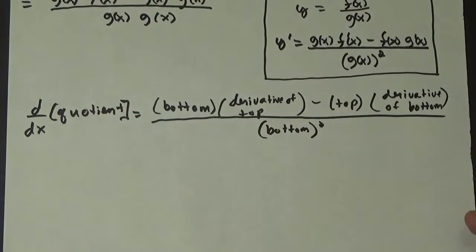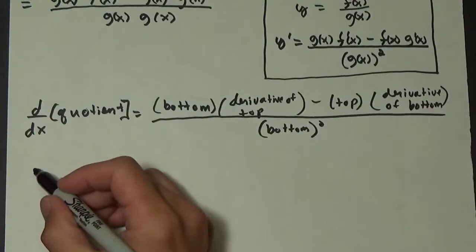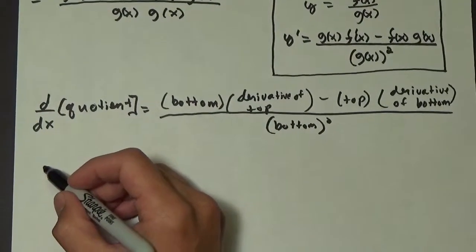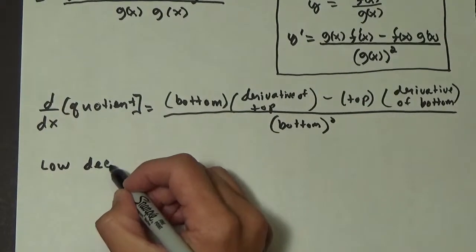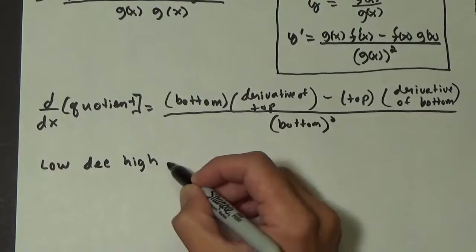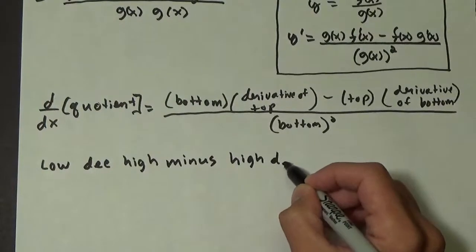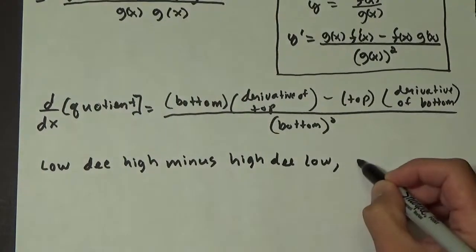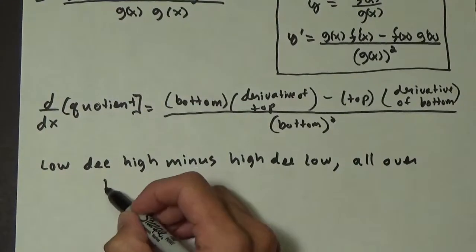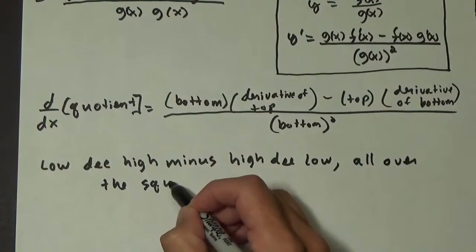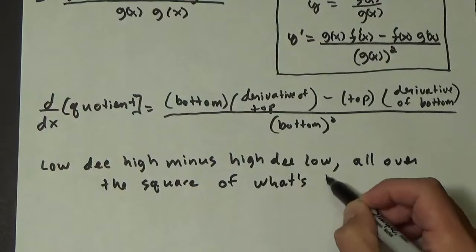And then the other way I've seen over time that has been used is this kind of phrasing, and the way we say it would be: low d high minus high d low, all over the square of what's below.